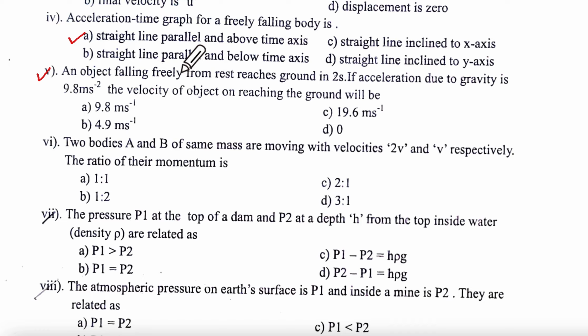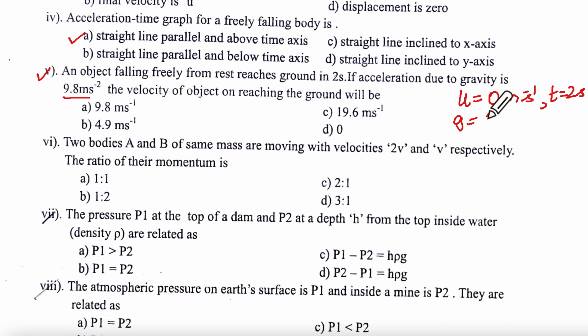The object falling freely from rest reaches the ground in 2 seconds. The acceleration due to gravity is 9.8 meter per second square. Velocity of the object on reaching the ground will be. So freely falling body means initial velocity is how much? 0 meter per second. Time is 2 seconds. Acceleration due to gravity.